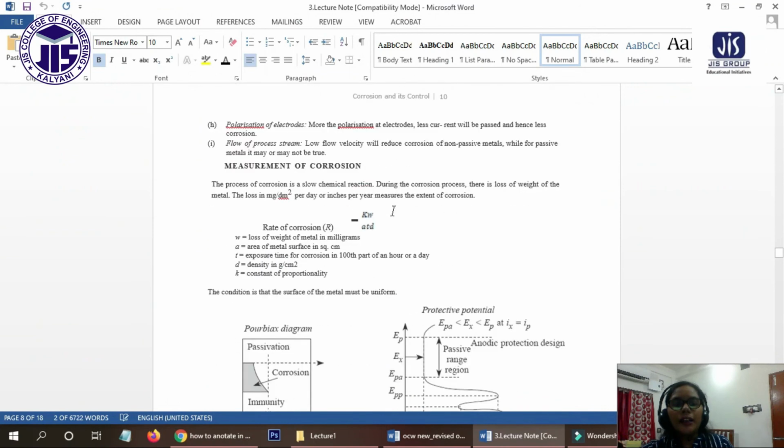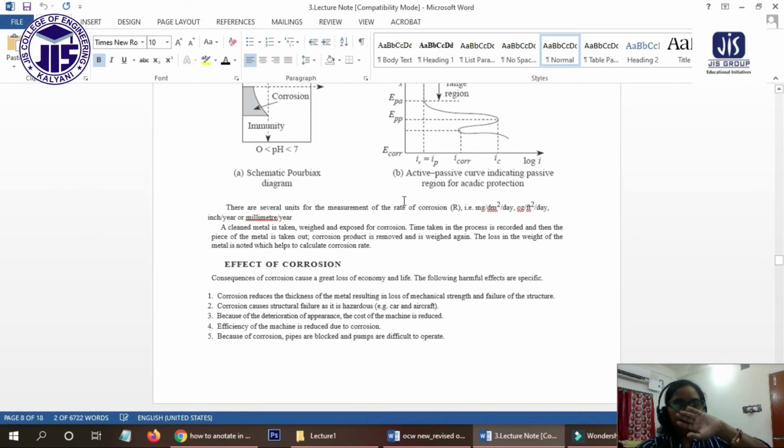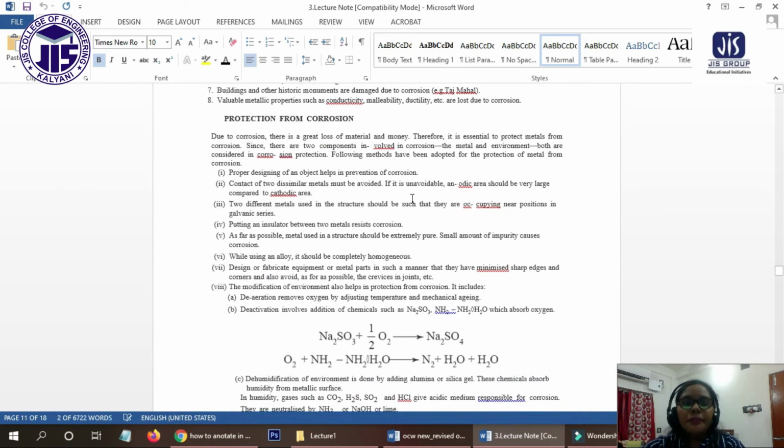Next that you have is prevention or protection from corrosion. Now corrosion can be protected by two aspects. One is we can modify our environment, and second, we can use the coating procedure. Okay, we can also modify the property of metals.